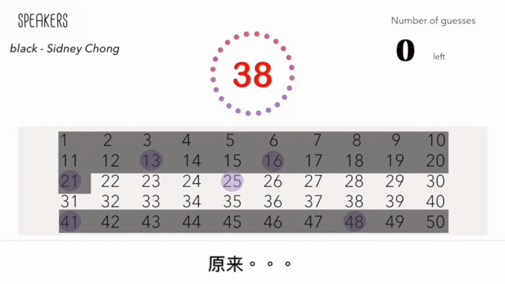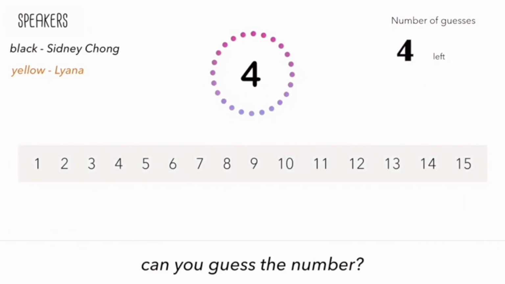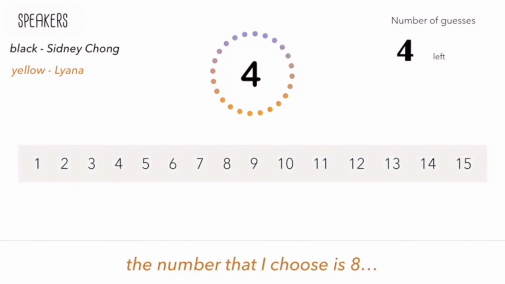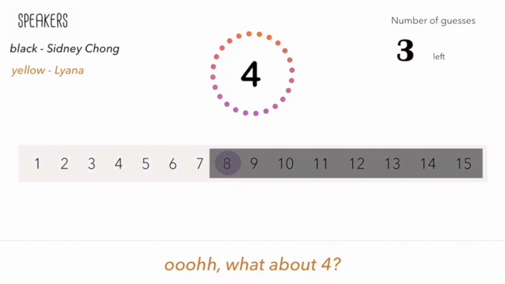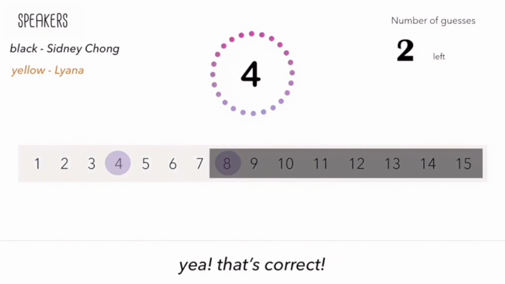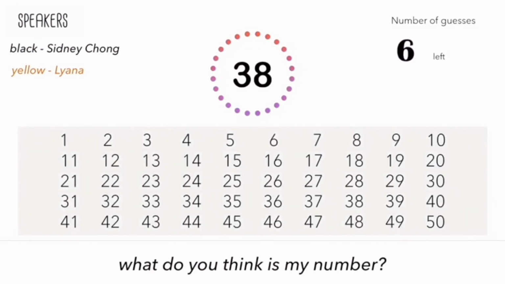Oh, then lie. So, Liana, I chose a number from 1 to 15. Can you guess the number? The number that I choose is 8. It's less than that. Oh, what about 4? Yeah, that's correct. Okay, now I've chosen a number from 1 to 50. What do you think is my number?